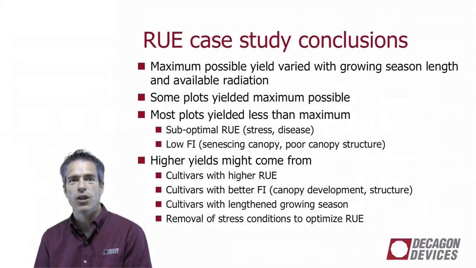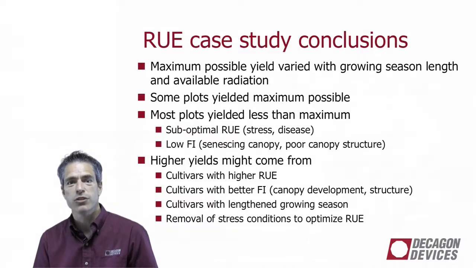Higher yields might come from cultivars with higher radiation use efficiency, cultivars with better fractional interception, cultivars with lengthened growing seasons, and the removal of stress conditions to try to optimize that radiation use efficiency. All of these things might help us actually hit that line, or possibly improve over that line if we came up with some kind of cultivar that actually had a better radiation use efficiency.